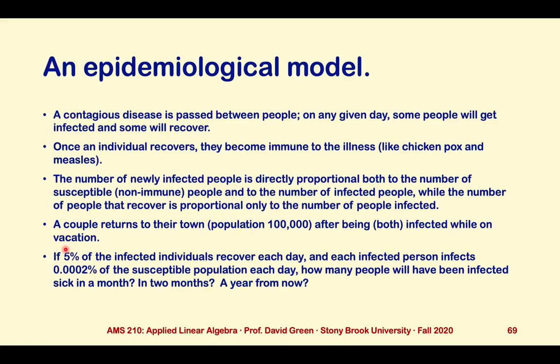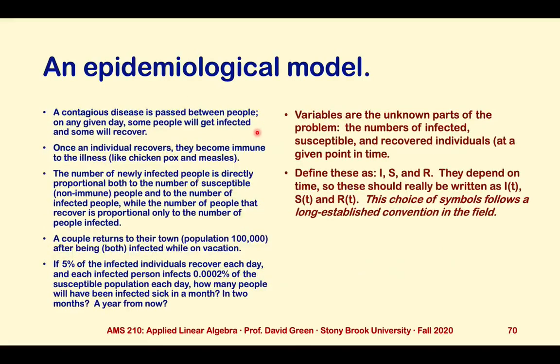How do we answer these questions? How do we look at dynamics of disease propagation through a population? Once again, we're going to start this in a very systematic way. What are the variables in the problem? They're the unknown parts of the problem. What are the things that we don't know?